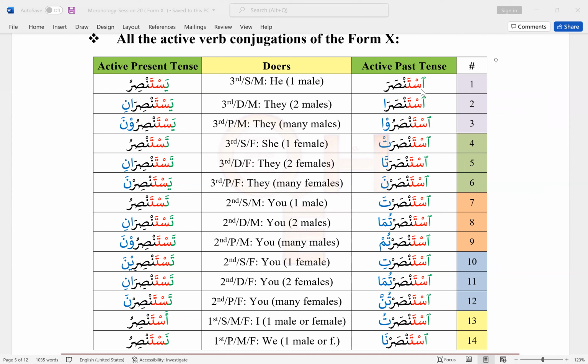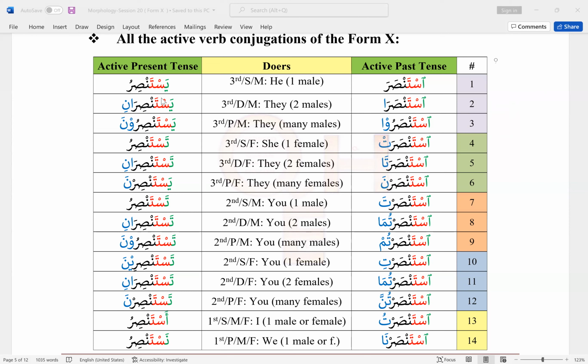Bismillah. Istansara, istansara, istansaru, istansarat, istansarata. So you can see same suffixes as form 1. Like fa'ala, fa'ala, fa'alu, fa'alat, fa'alata, fa'alna, and so on.